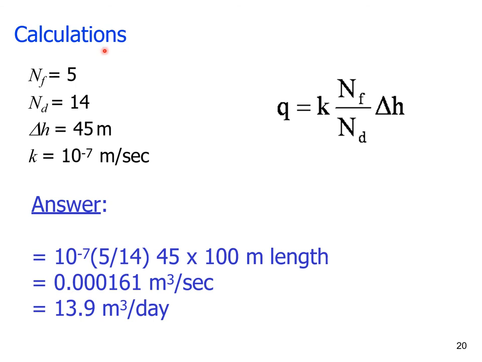Now in this case, N sub F is equal to 5, N sub D is equal to 14, and delta H is equal to 45 meter, that is the head causing flow, or the difference of levels of water that you are having on the upstream side and on the downstream side. Coefficient of permeability is given, so we are going to use this formula simply, and in this way, by involving 100 meter length perpendicular to the figure, you get the discharge, that is 0.000161 cubic meter per second, or you can say that is 13.9 cubic meter per day.